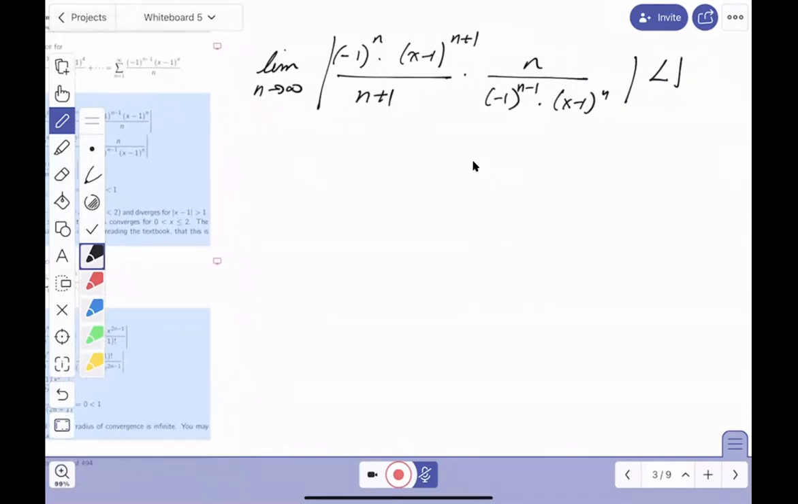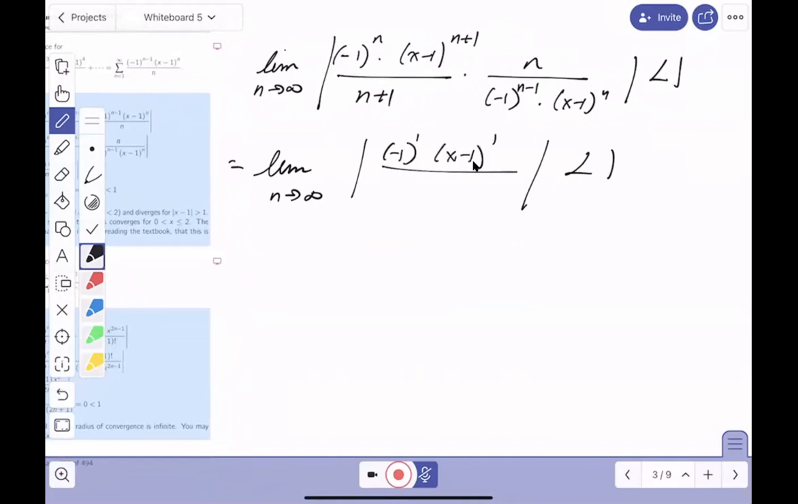All right, let's look at it. And what do you see over here? Limit, n goes to infinity. I got to simplify that, right? So what do you get? -1 to the first power. That's not so bad. And then you're going to get x minus 1 to the first power. That's not so bad. And then you get n over n plus 1.